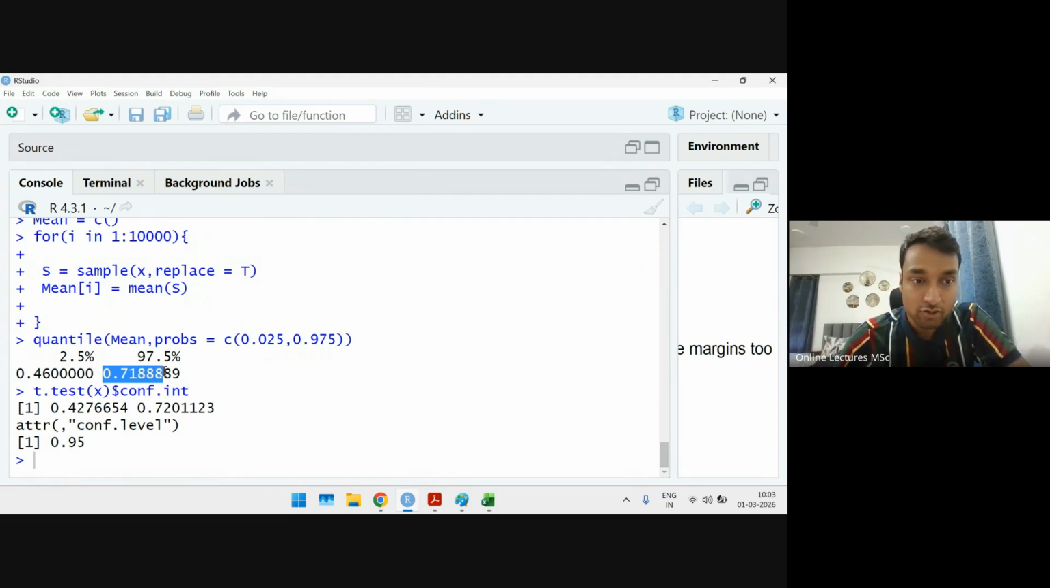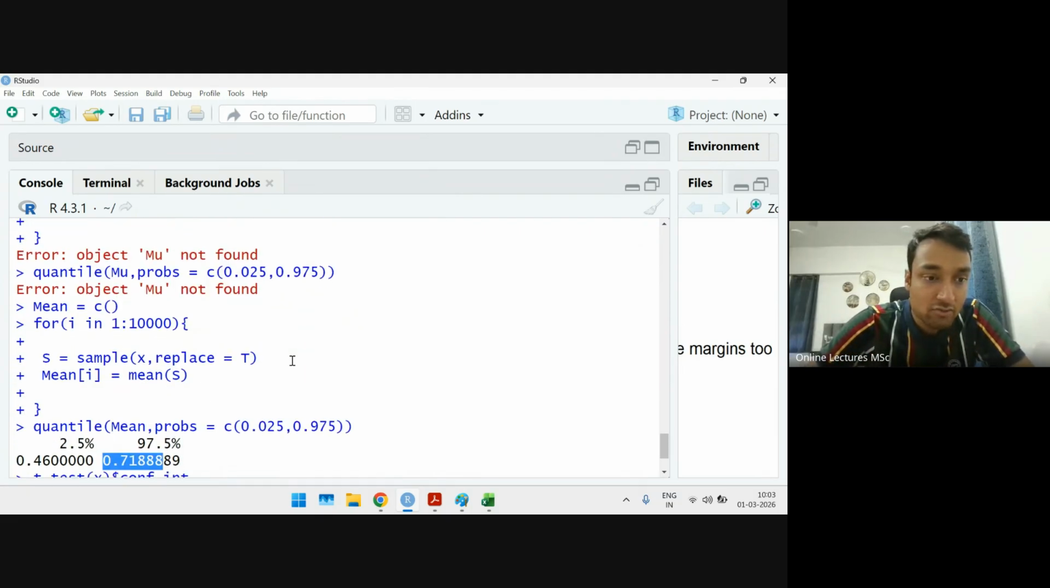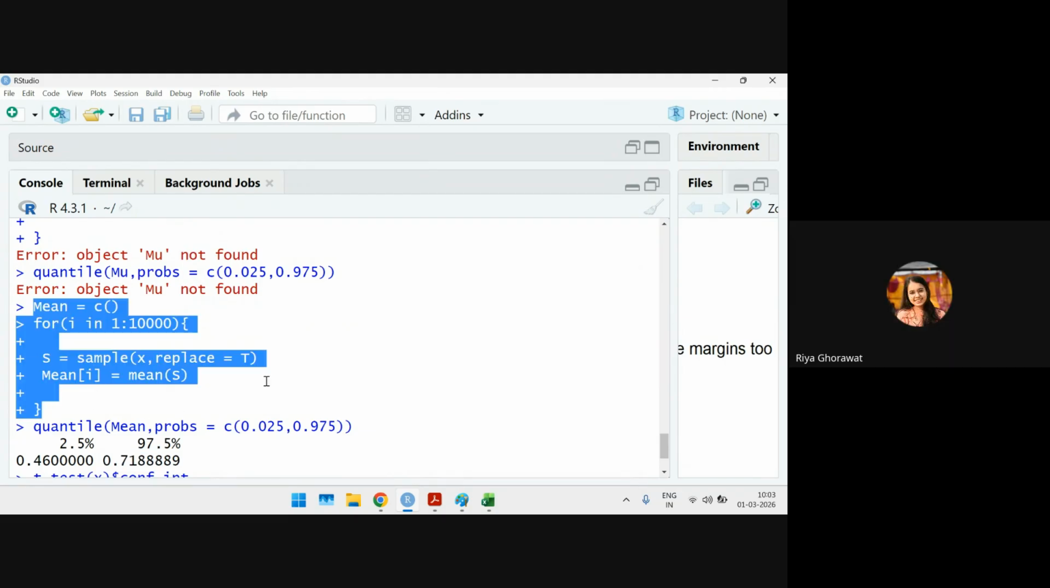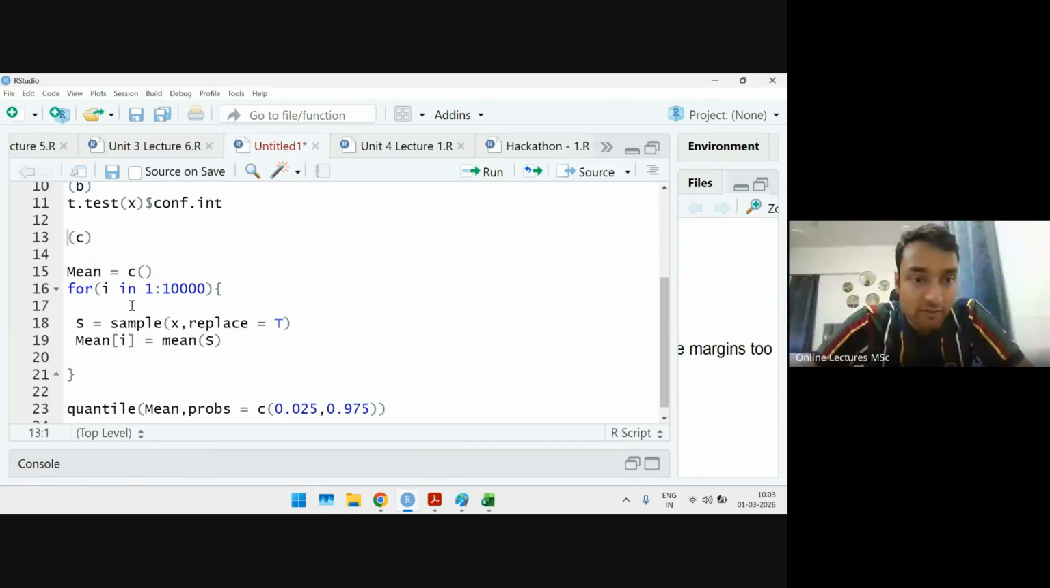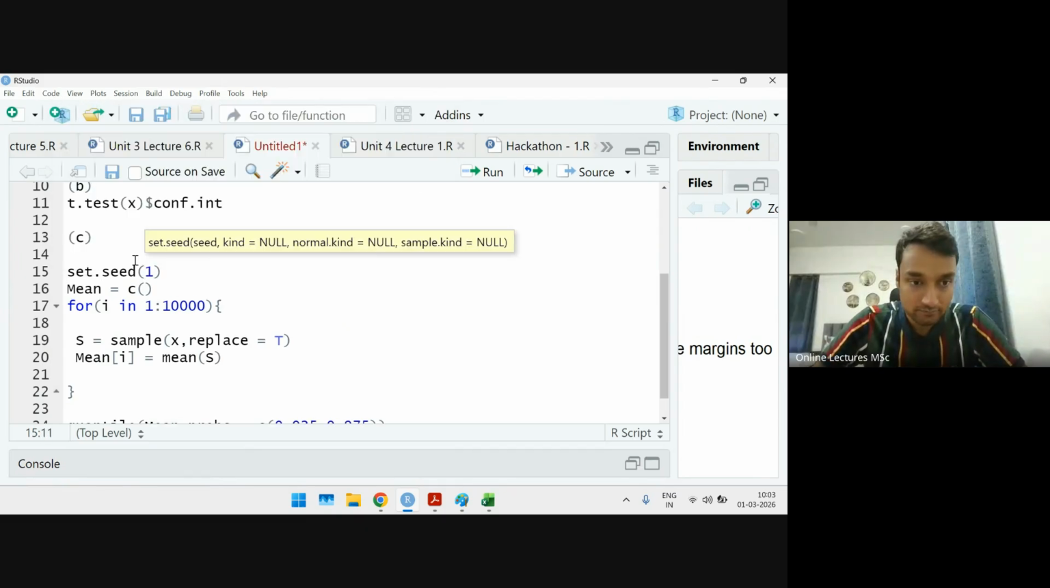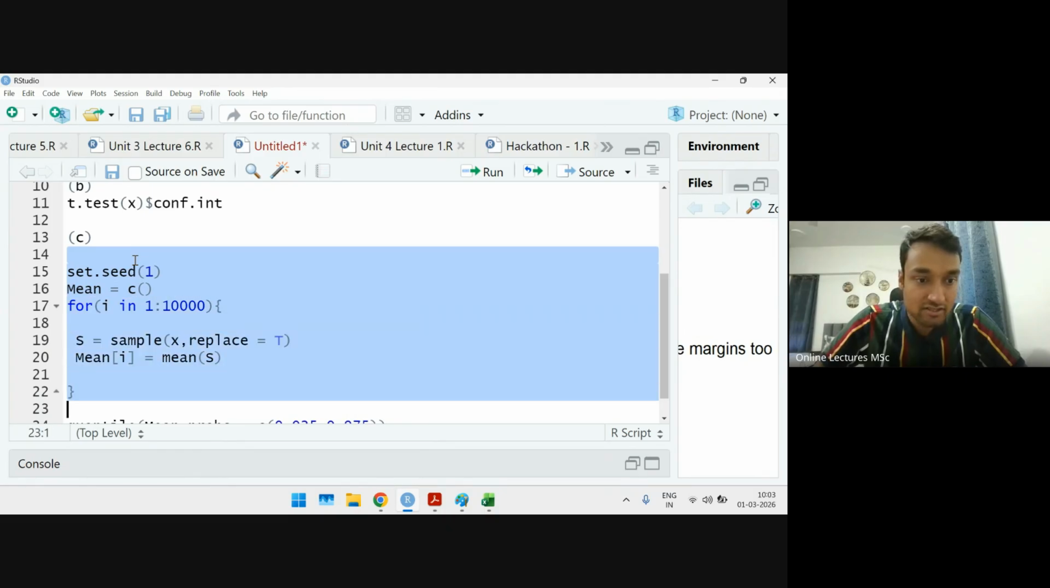Our answers will not exactly tally because we never set a seed. So see if it is approximately in that range, or if this is the program you executed. Will it be different for different people, or the same for all people? It will be different. So let's set a seed of 1 and execute the same thing again. Now our answer should be exactly equal.